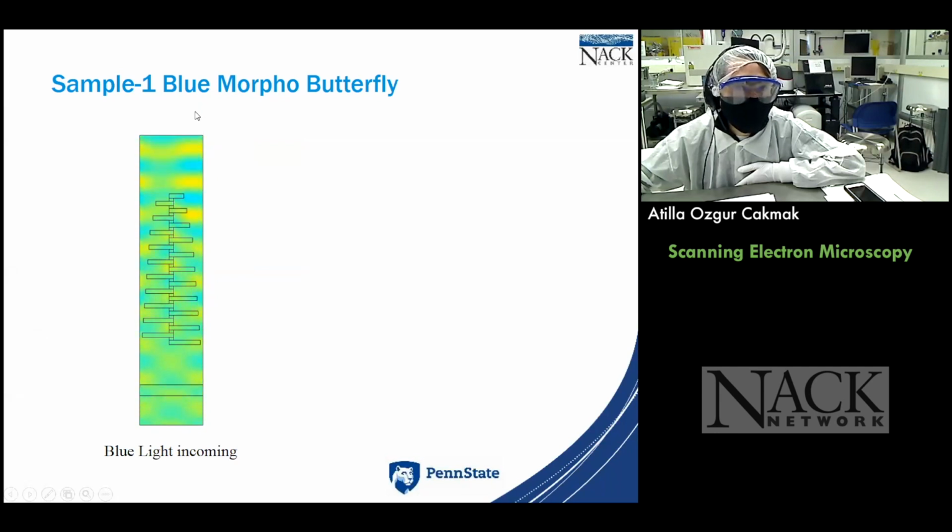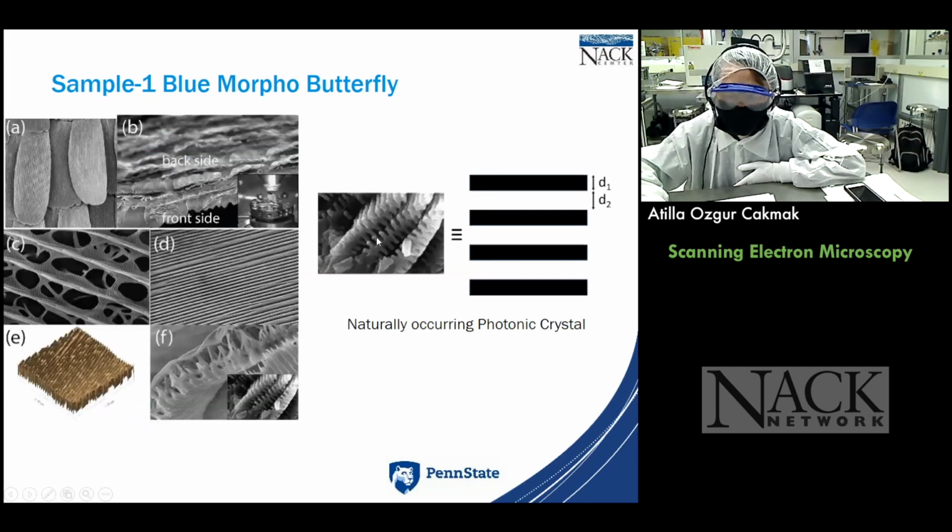If the blue color is coming in, what is happening to the blue color? As you see, yes, this is showing you the intensity. The high intensity is only here. The intensity doesn't reach down. So what happens? The blue light is reflected back. It's not able to propagate into this lamel structure of the wing.